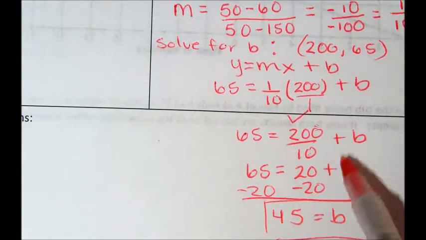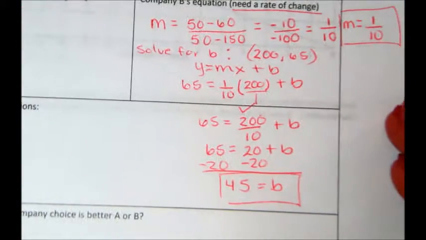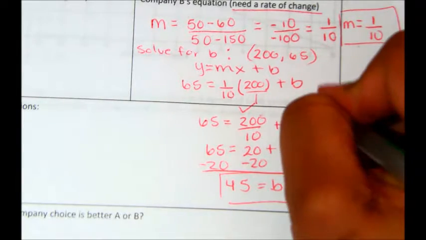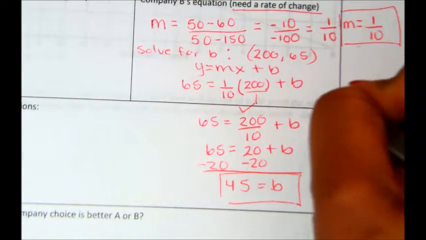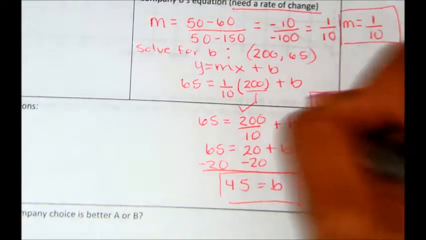I have my slope, I have my b. What does the equation for company B look like? Yeah, that equation is y equals 1 over 10x plus 45.